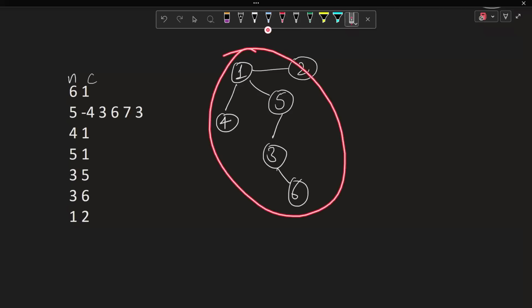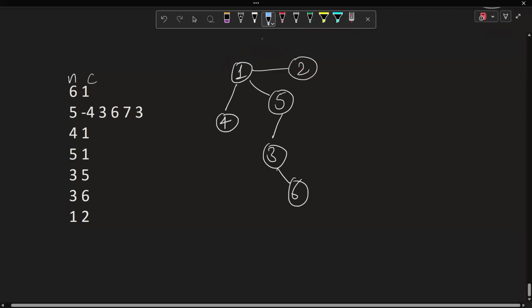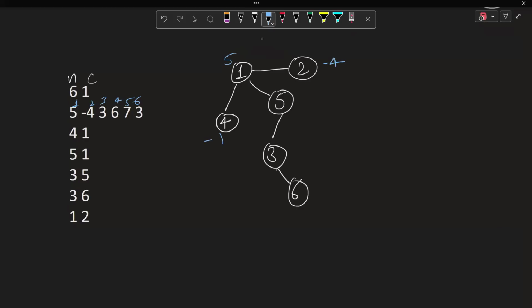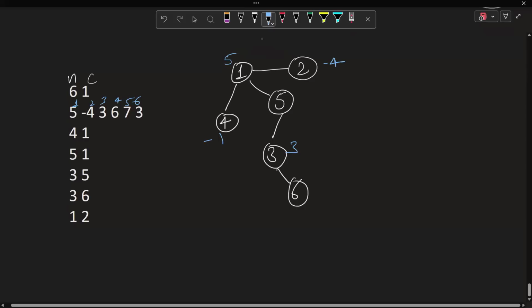Now, the amount of gold available in every camp is also given. So this is for 1, 2, 3, 4, 5, 6. So 1 has 5 gold, 2 has minus 4 gold, 3 has 3 gold, 4 has 6 gold, 5 has 7, and 6 has 3.